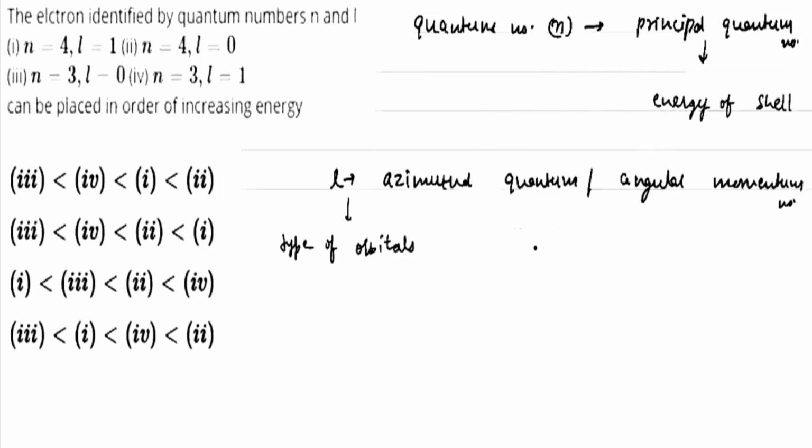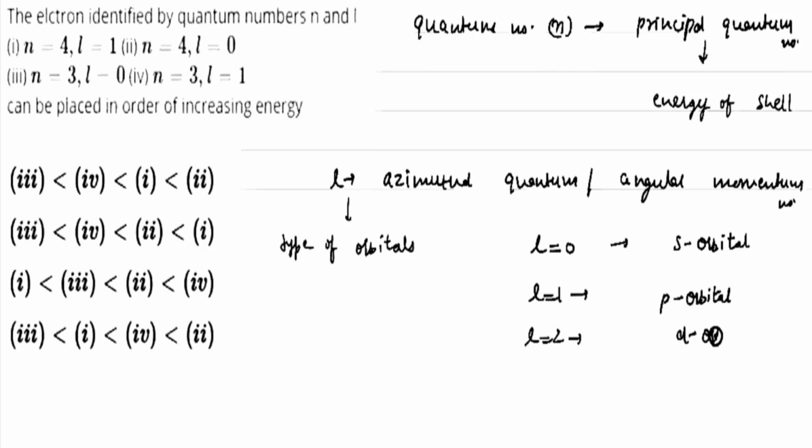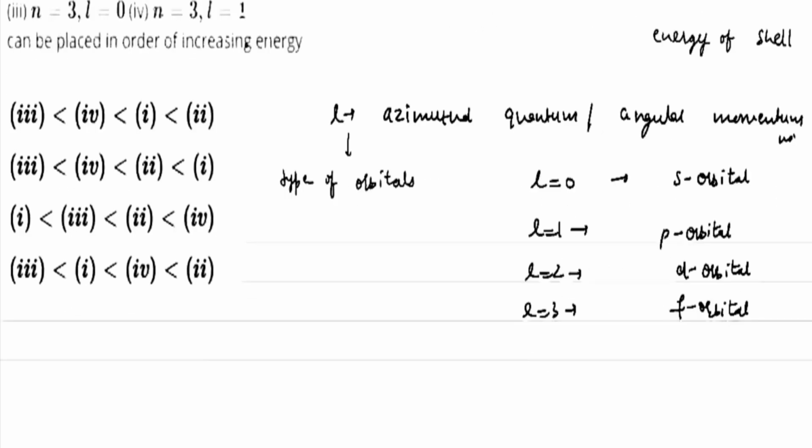So if l value is 0, it means the orbital is an s orbital. If l value is 1, the orbital is a p orbital. If l value is 2, the orbital is a d orbital. And if l value is 3, then it is an f orbital. So now we are given, first, n equals 4 and l value is 1. So n is 4, the principal energy shell, and l value 1 means p orbital, so this is the 4p orbital.